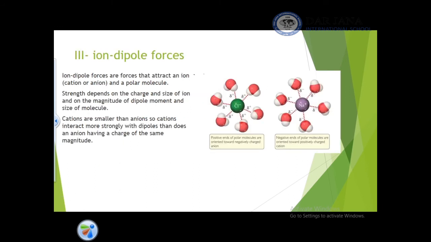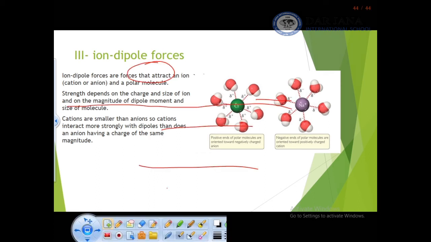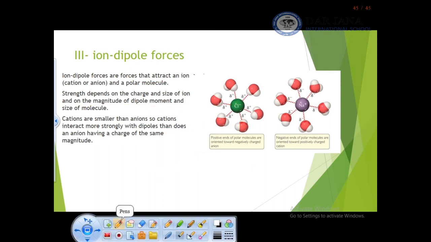Now we will talk about ion-dipole forces. What are ion-dipole forces? As you can see, ion-dipole forces are forces that attract an ion, it can be a cation or an anion, to a polar molecule. The strength depends on the charge and size of the ion, and the magnitude of the dipole moment and size of the molecule.